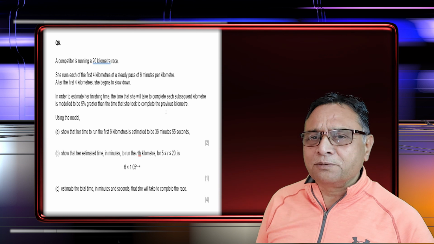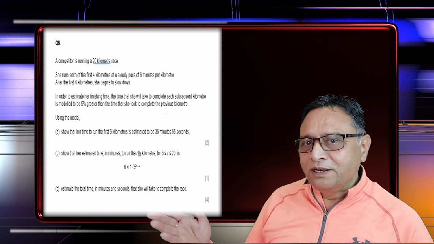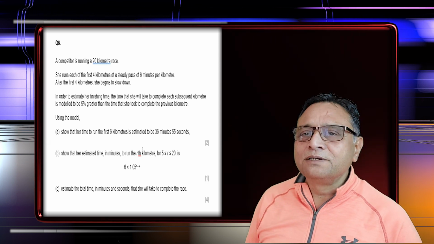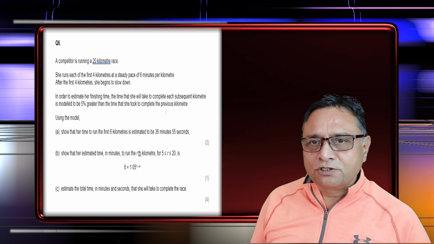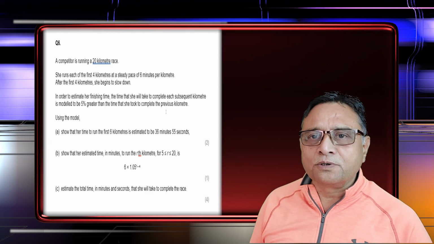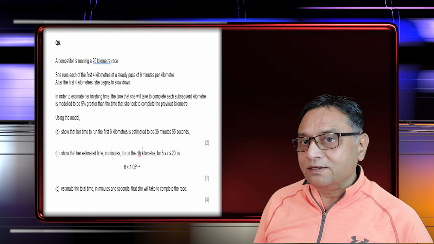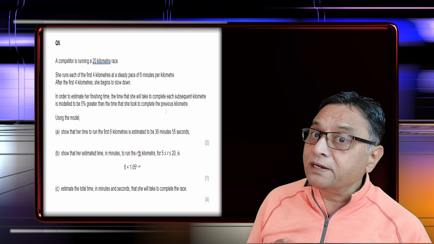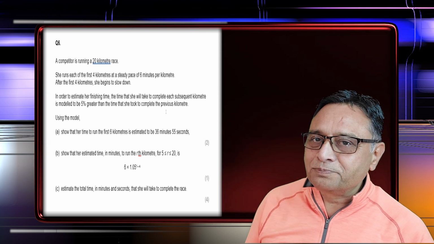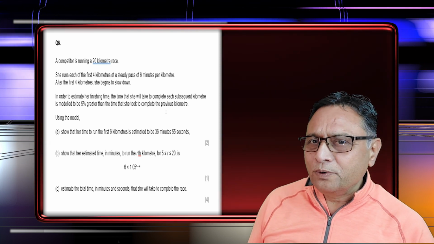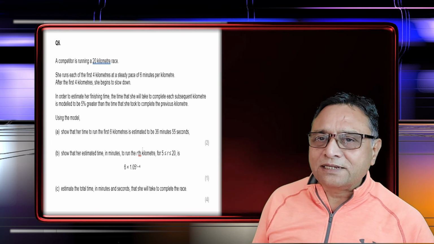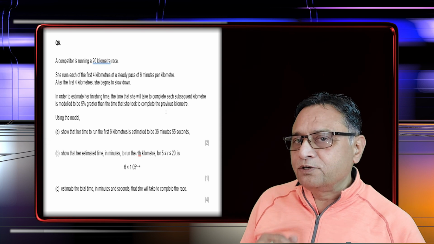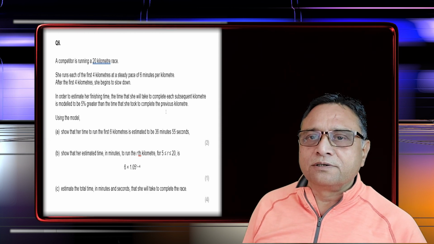So the first one, which is about the geometric series, here is the question for you. Now what you notice here is that the speed of the runner is constant for the first 4 kilometers and then it reduces by 5% of the previous speed. So, in a way, the question says it takes 5% longer to cover the distance as compared to the previous kilometer run.